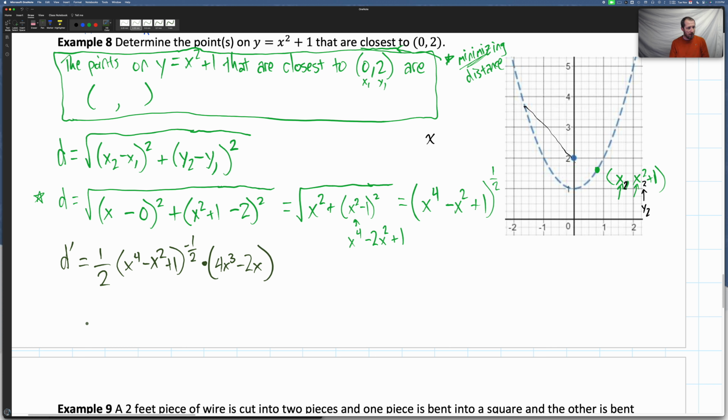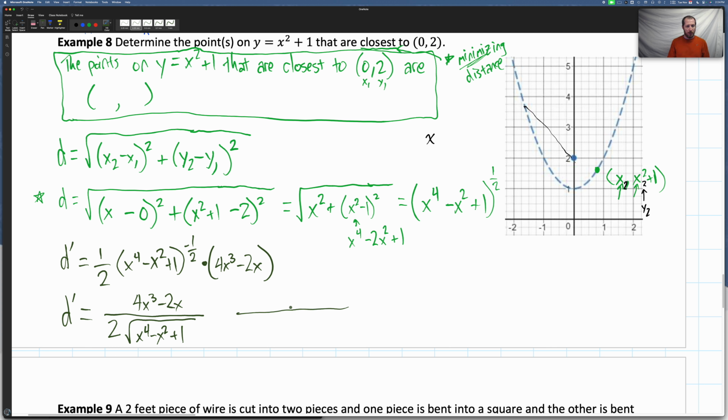All right, I'm going to rewrite that. We've got, definitely going to have a fraction. We've got 2 in the denominator. We've got this square root that's going to be in the denominator. But this is still in our numerator. So 4x cubed minus 2x. Okay, so we have our derivative. Now, the reason why we did that is because we want to find our critical points.